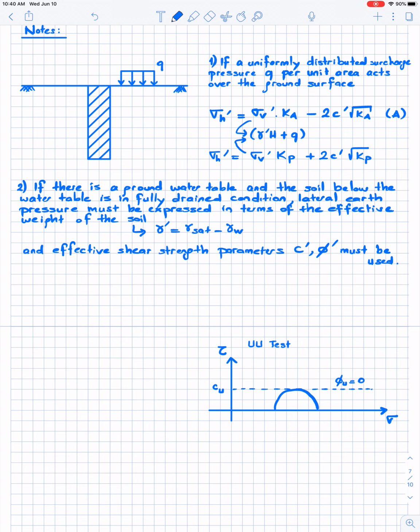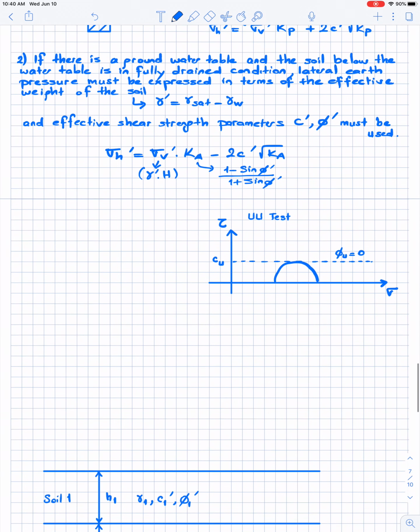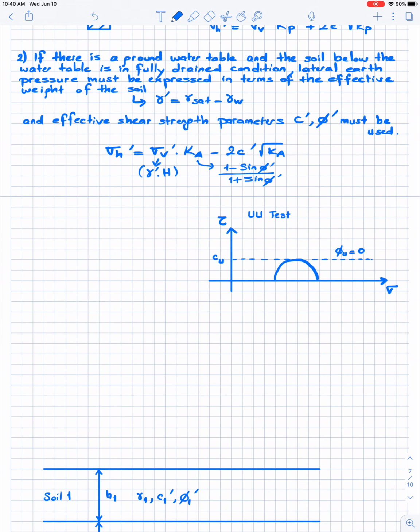Okay, which means that, as we already mentioned, I have sigma V prime times Ka minus 2c prime square root of Ka, right? So for this one, I'm going to be using gamma prime times h. And for the Ka, I can use 1 minus sine phi prime over 1 plus sine phi prime. Okay? So that is the idea. Now, let me actually take this a bit downwards.